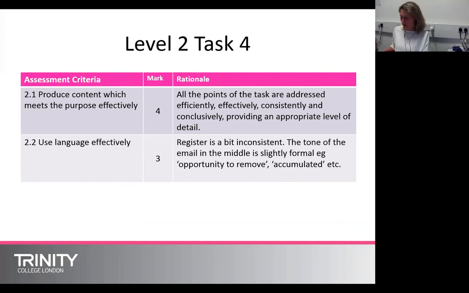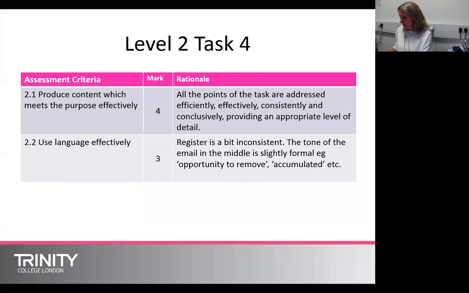It can be a bit formal. So when you look at generic performance descriptors, it is fairly consistent rather than consistent and controlled. It's fairly consistent. So that's why the candidate is awarded 3 marks for use of language here.